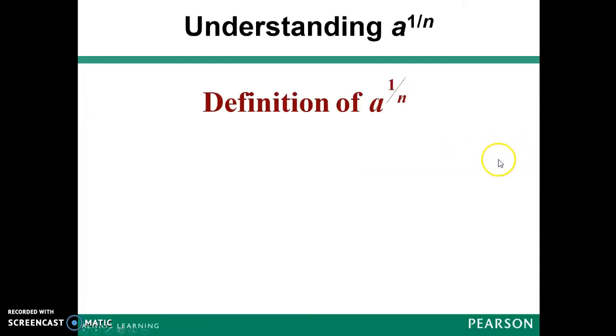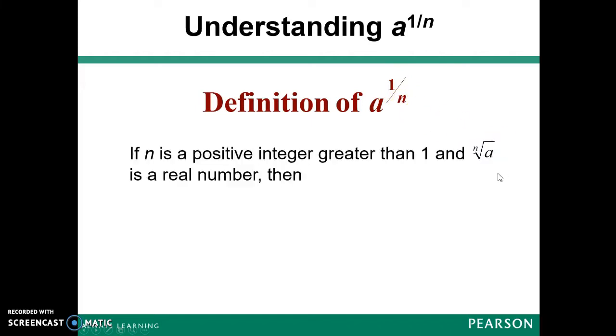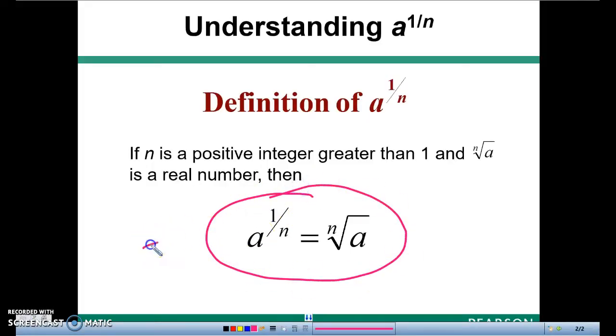Okay, so here's the definition of a raised to the 1/nth power. If n is a positive integer greater than 1, and the nth root of a is a real number, then a raised to the 1 over n is the same as the nth root of a. Okay? This one we're going to have to remember. Put a big star by it. It comes early in the lecture, and then we'll talk about it, and then you'll do a homework, and we forget about this until the test comes up. So let's not forget about this. It will be on the test.